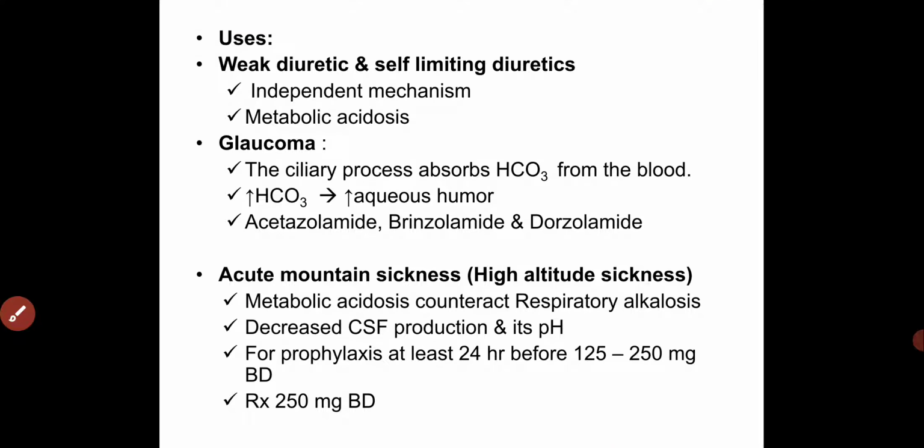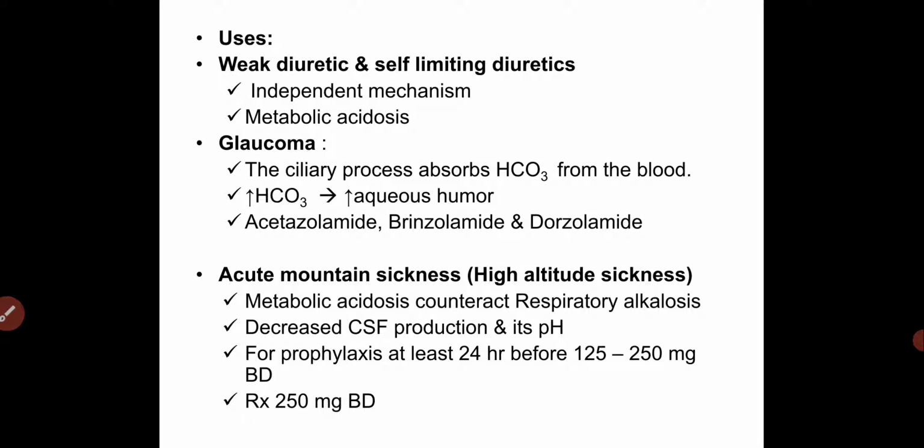Then the second use is glaucoma. We already discussed this: acetazolamide is useful in acute angle closure glaucoma, and other drugs like brinzolamide and dorzolamide are also given by the topical route. Then another use is in acute mountain sickness, high altitude sickness. There are nausea, vomiting, dizziness. It occurs due to the decrease in the oxygen level at higher altitude. So it is called acute mountain sickness. So it is useful.